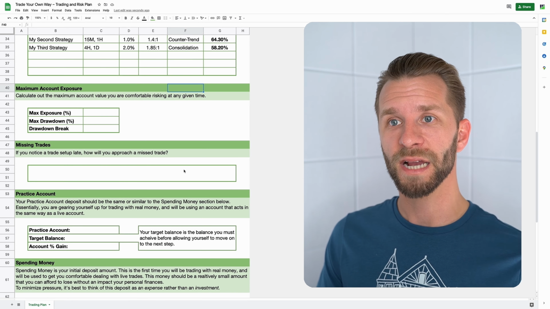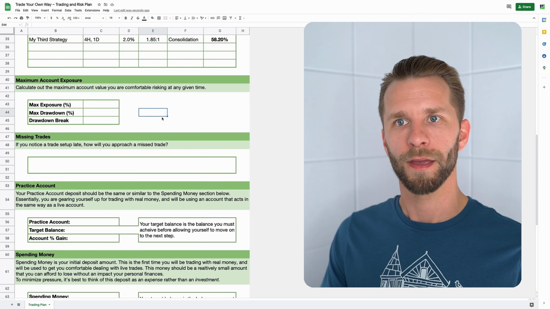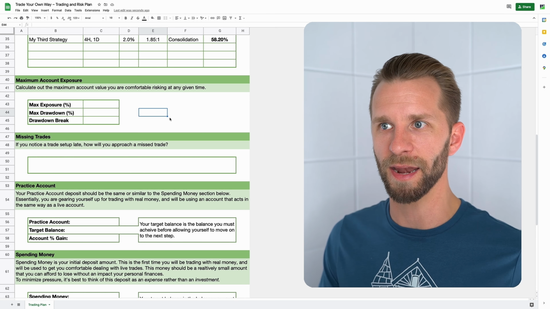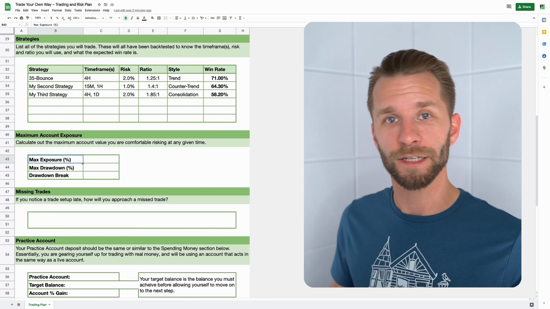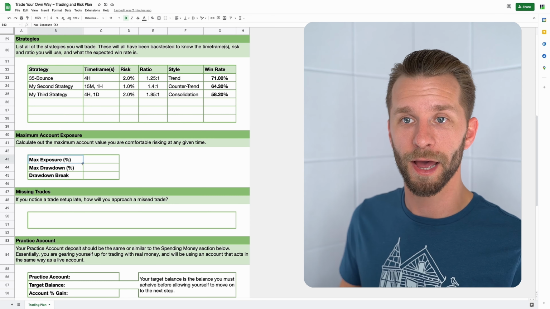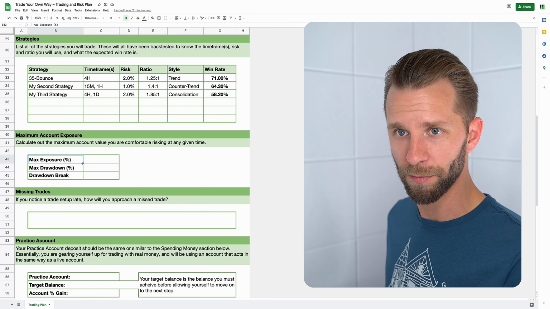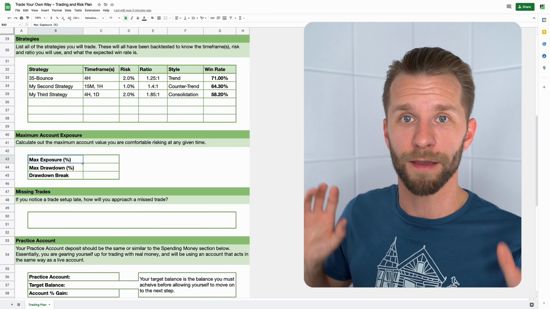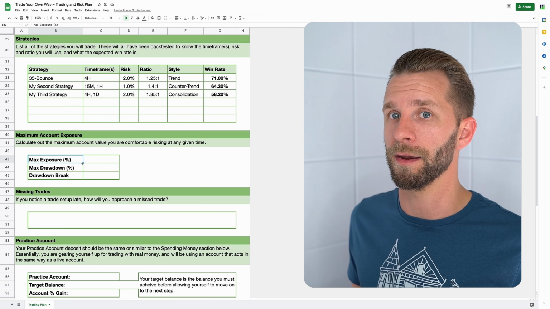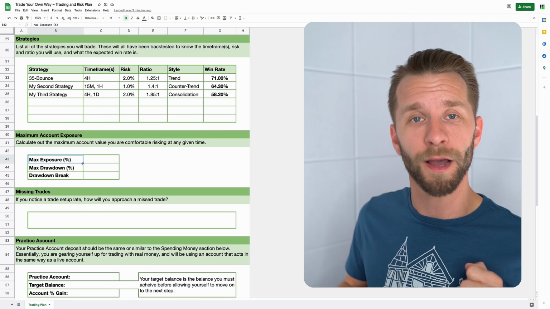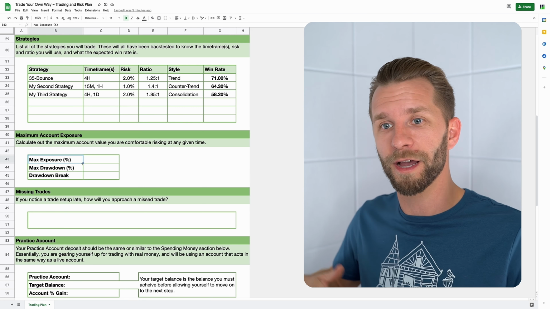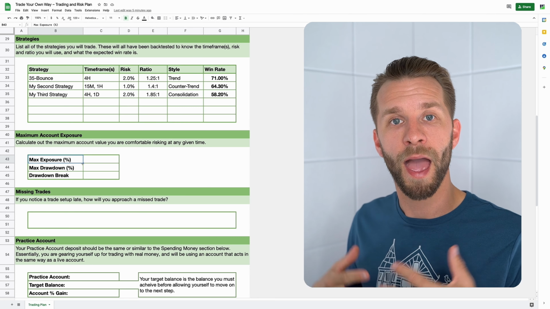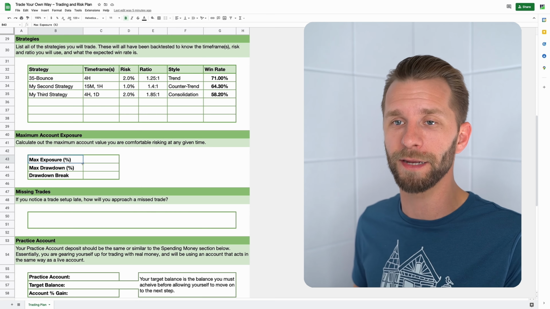Continuing down, maximum account exposure. Calculate out the maximum account value you are comfortable risking at any given time. Max exposure refers to how much of our account we are willing to risk at any given point. So you may just want to jump into every trade that fits your strategy, and that's fine, but you also have to be comfortable with that. This all ties into your maximum exposure. So at any given time, how much of your account are you willing to risk?